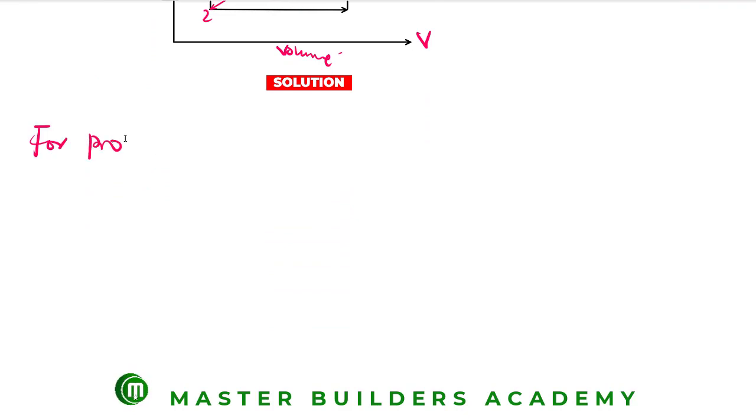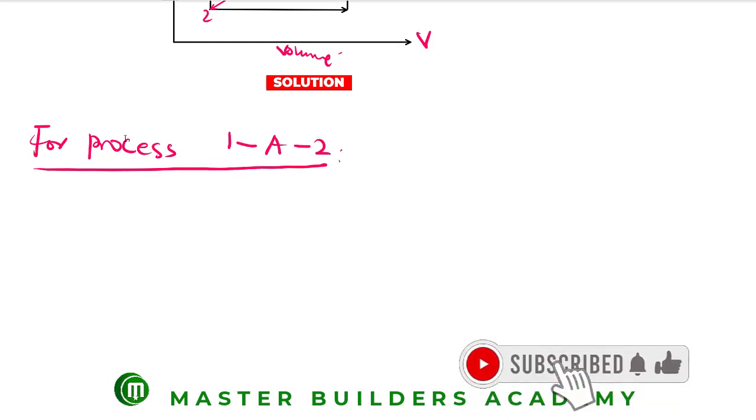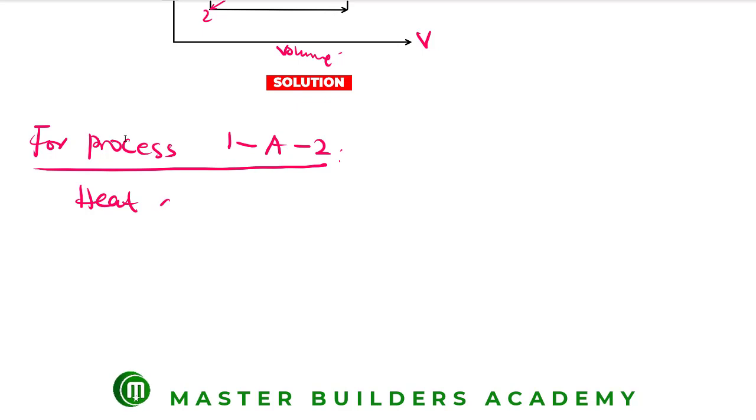For process 1 to A to 2, this is the first process. So under this process, we just need to list the parameters. So we're given heat accepted, which is Q as 280 kilojoule. And equally, we will have work done.